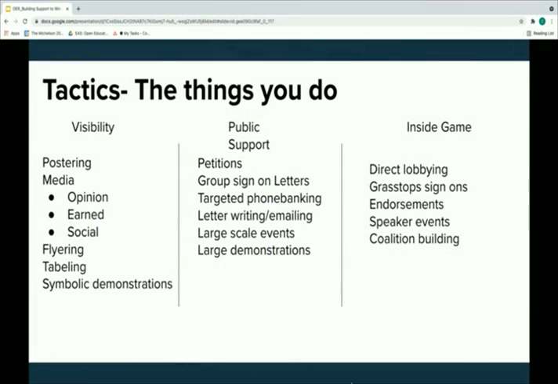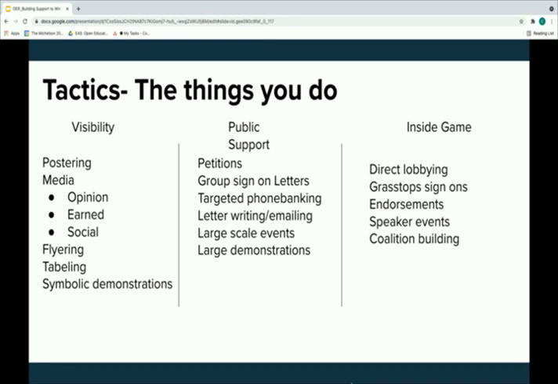Okay, so these are the three main pools for tactics that I like to think of. Visibility: does this build the visibility of this issue overall? Public support: we're going to generate that broad swaths of the public are with us on this issue. An inside game: we're going to play within the system, working with VIPs to get this done. And I recommend combining some tactics from different groups.